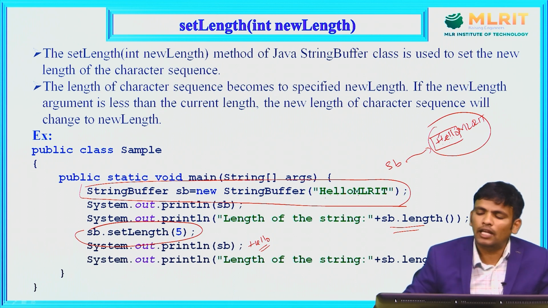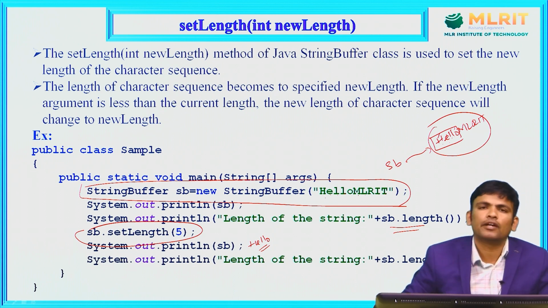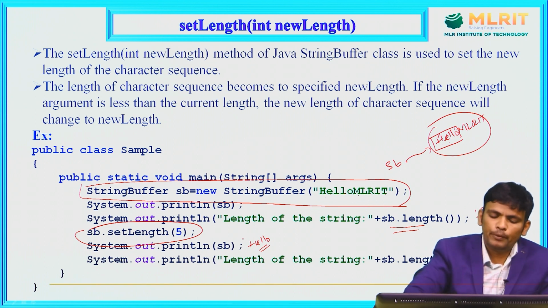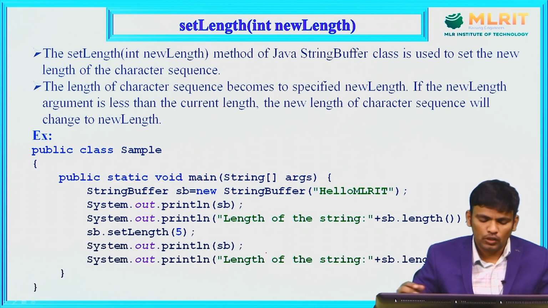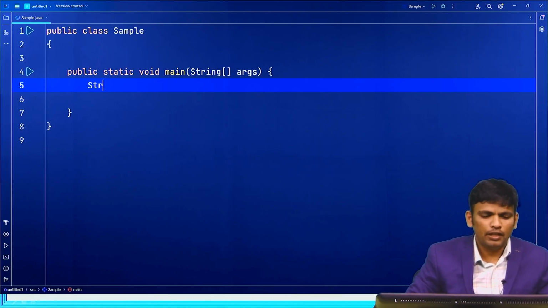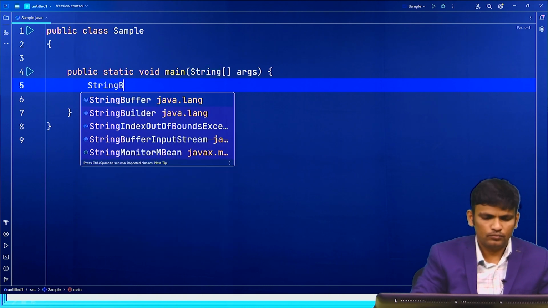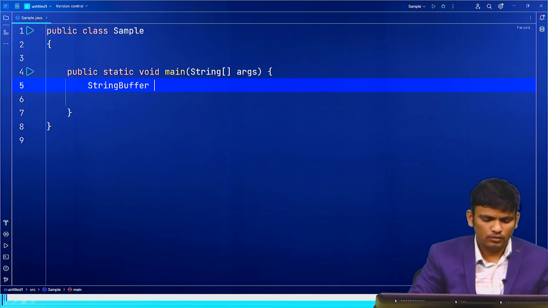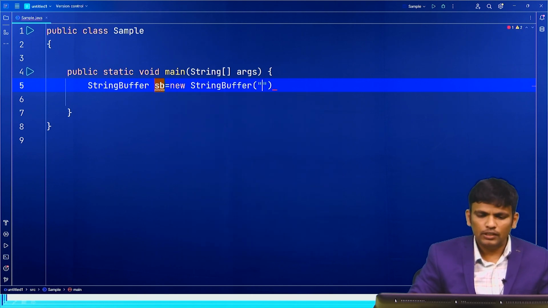So the previous length is 10, and the reset length is 5 here. If you print SB after performing the setLength method, it will print only hello. If you want, you can see here. I am creating a StringBuffer object: StringBuffer SB equals new StringBuffer, passing Hello MLR IT.